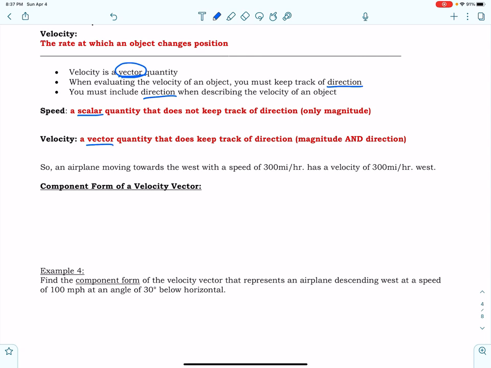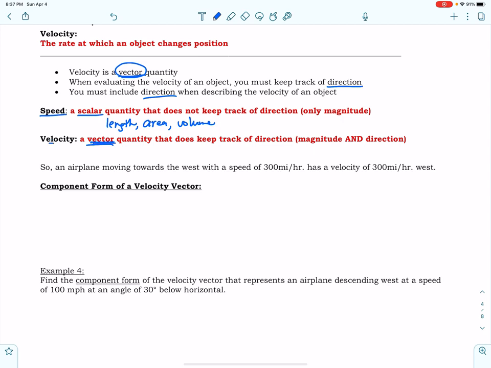So what do we mean by scalar quantity versus a vector quantity? Well, scalar quantities do not keep track of direction. Examples of scalar quantities: speed would obviously be one. Something else would be length. Something else you're probably familiar with, area, volume. Lots of other things are examples of scalar quantities: power, work, energy, temperature, all of those.